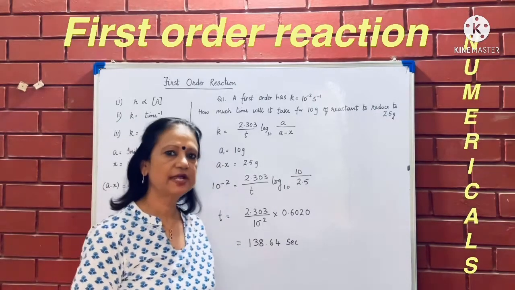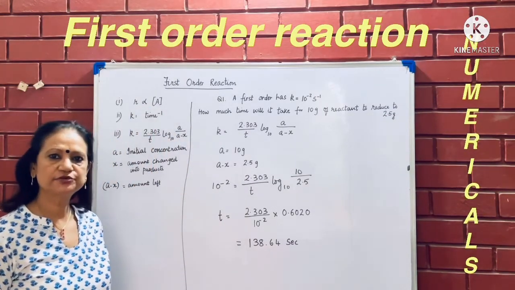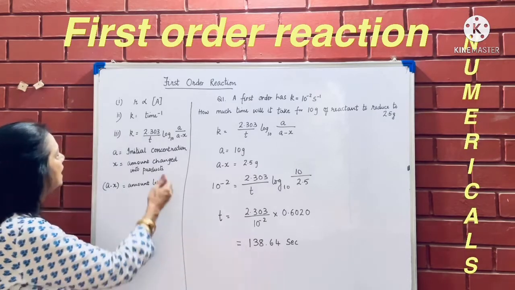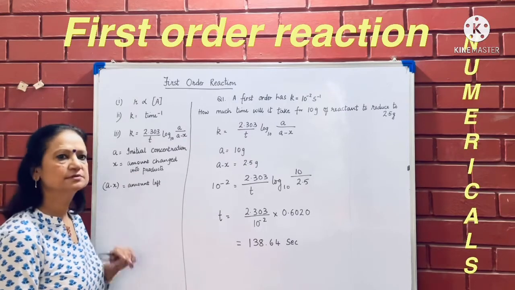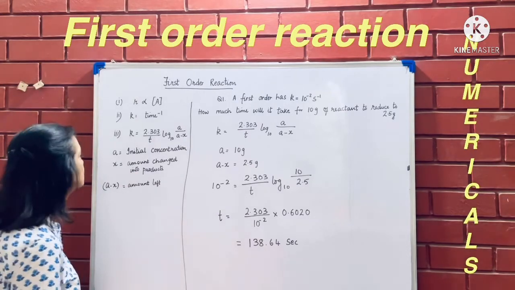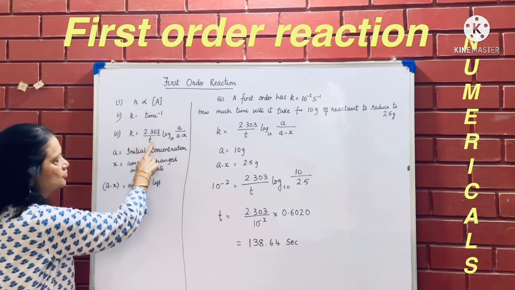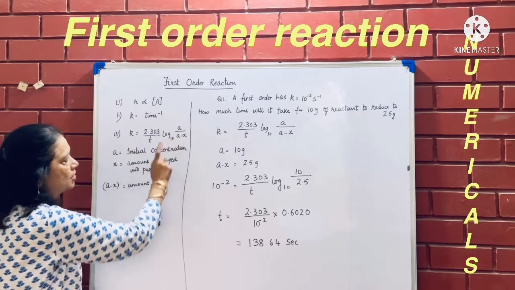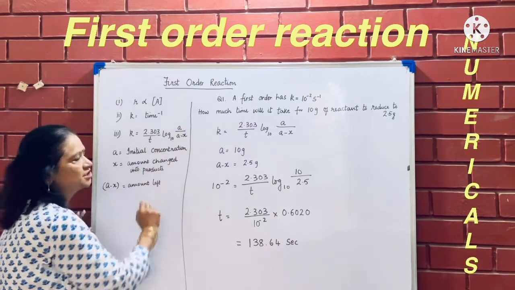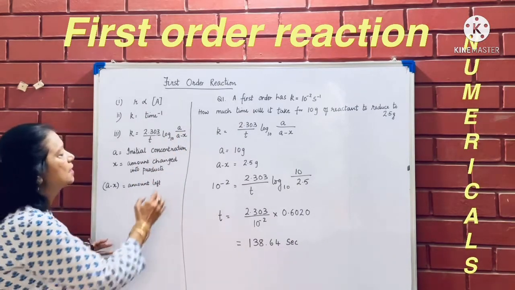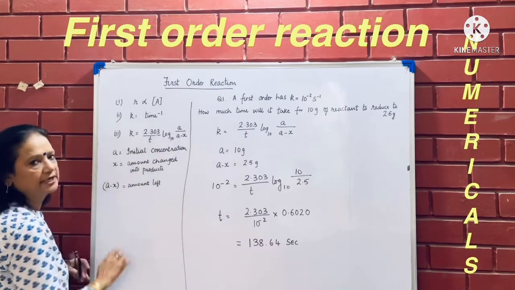So in a first order reaction, we already know that rate is directly proportional to concentration of one of the reactants, and K units is time inverse. It can be seconds inverse, minutes inverse, hours inverse. And the rate equation is K is equal to 2.303 upon T log A upon A minus X, which means T is the time, A is initial concentration of the reactant, and when it has changed into the product, what was the time taken by that.